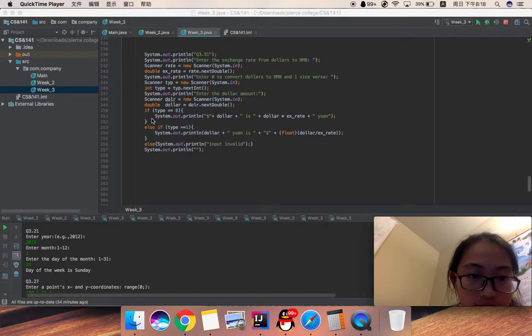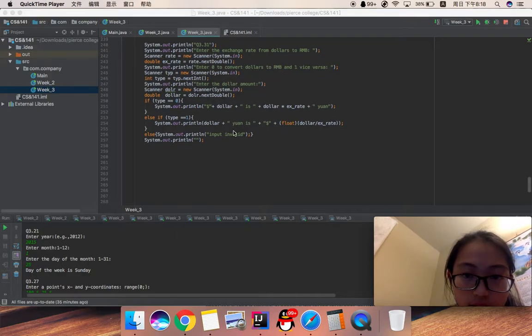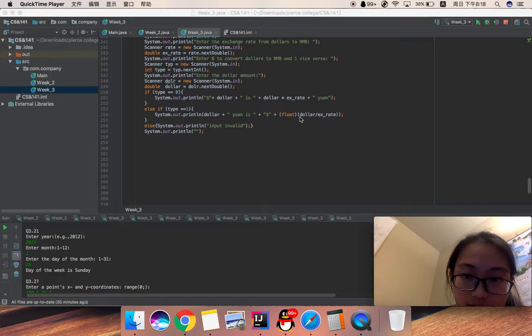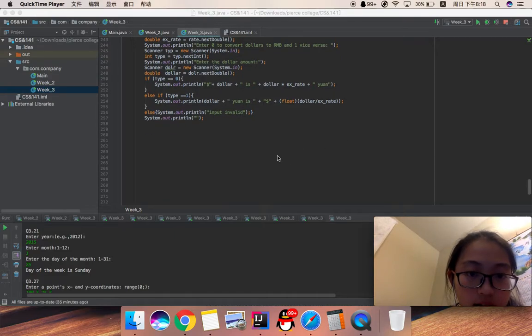And for question number 30, first I use the scanner to read my input, and here the type stands for whether I want to convert dollars to RMB or RMB to dollars. If I want to convert dollars to RMB, I multiply by the exchange rate, or otherwise I divide by the exchange rate, as you can see here. If the input, like 5, is definitely not a service type, I just print input invalid.